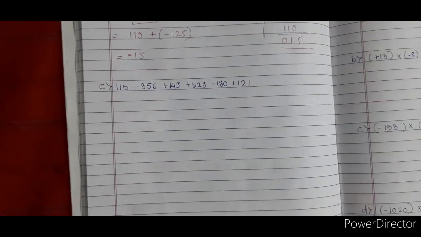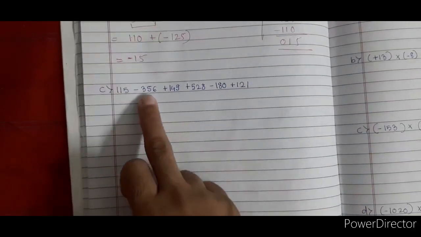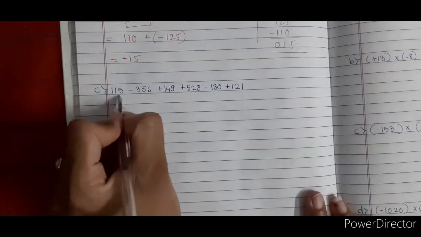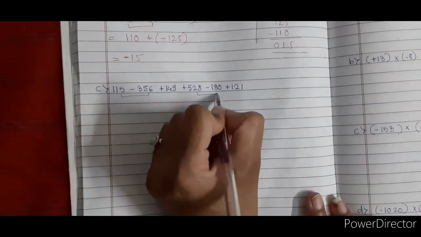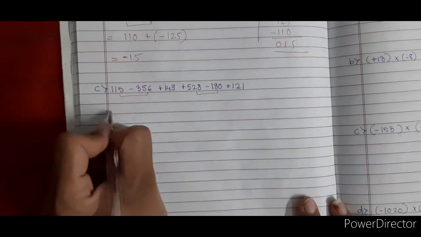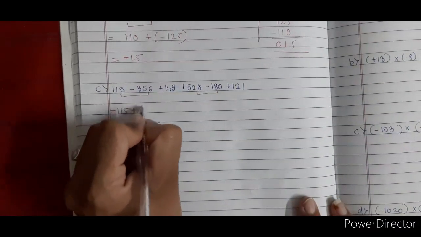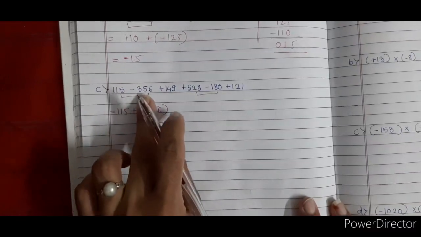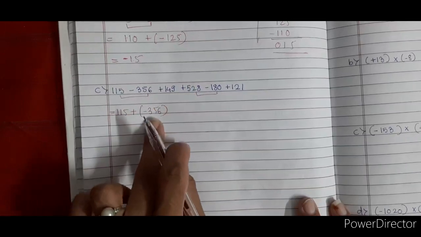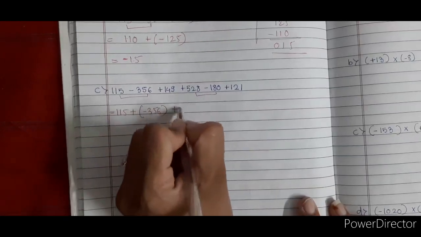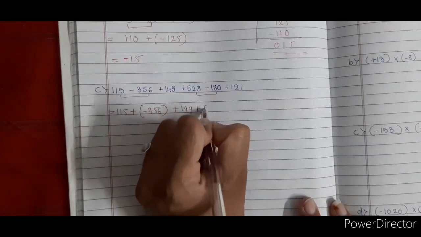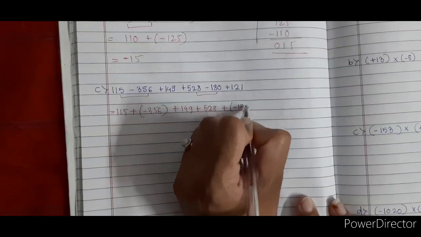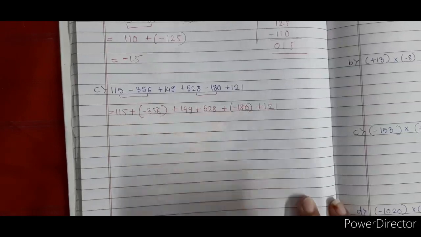Now the last one. I have 1, 2, 3, 4, 5, 6 integers. Again, you convert the subtractions into addition. And what you have to do? You have to just add the additive inverse of the second term. That is the additive inverse of 356. That is minus 356 plus 149 plus 528 plus minus 180 plus 121.